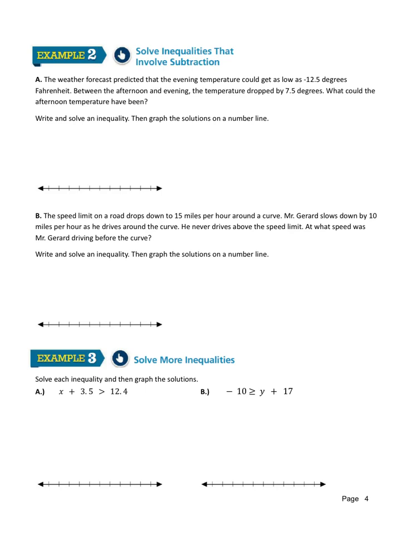Okay, so let's look at writing inequalities that are one step with subtraction. So in the first problem we're going to look at, it's kind of tricky. It says the weather forecast predicted that the evening temperature could get as low as negative 12.5 degrees Fahrenheit. Between the afternoon and evening, the temperature dropped 7.5 degrees. What could the afternoon temperature have been?